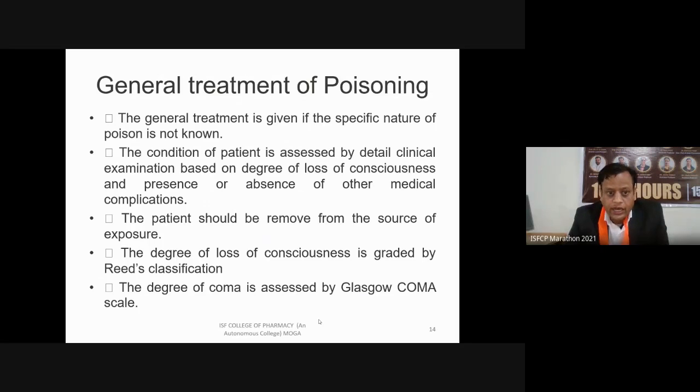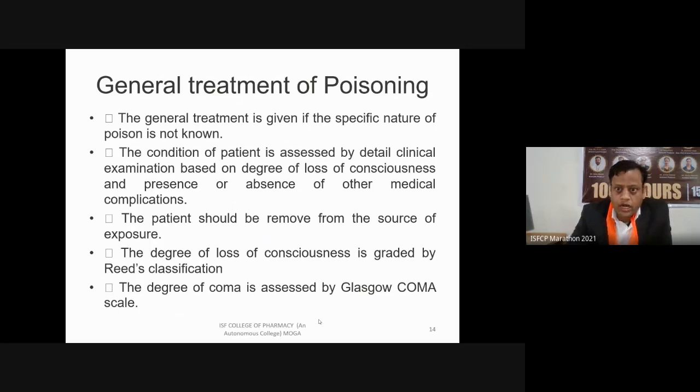Next, the degree of loss of consciousness is graded by different classifications. So how much degree of consciousness is present in the patient, that is also included under general treatment. The degree of coma is also important, and this degree of coma is assessed by the Glasgow coma scale. So we have to determine all these factors before giving the general treatment of poison.